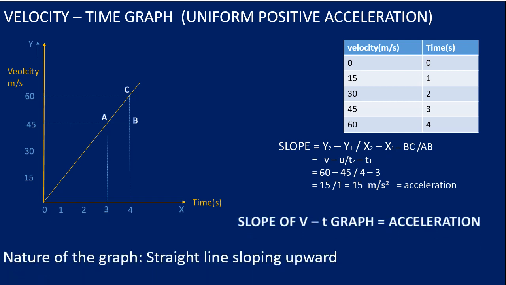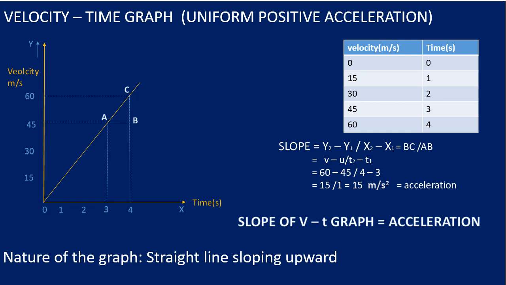Y values represent velocities, that means one is initial velocity and the other is final velocity. You can see here the final velocity is 60 meter per second and the initial velocity is 45 meter per second. And x1 and x2 represent the time intervals, that is, x1 represents 3 second, whereas x2 represents 4 second.